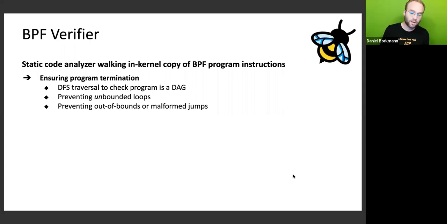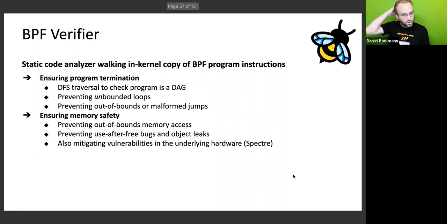It has to prevent unbounded loops. Otherwise, it wouldn't terminate, of course. And it has to prevent malformed jumps as well, so you don't jump to any particular address in the kernel somewhere. It has to ensure also memory safety, so you cannot access memory out of bounds, or it prevents use-after-free bugs for the objects that you get from BPF helpers, for example. And especially for unprivileged programs, it also mitigates vulnerabilities from the underlying hardware, at least a large set of them that are known.